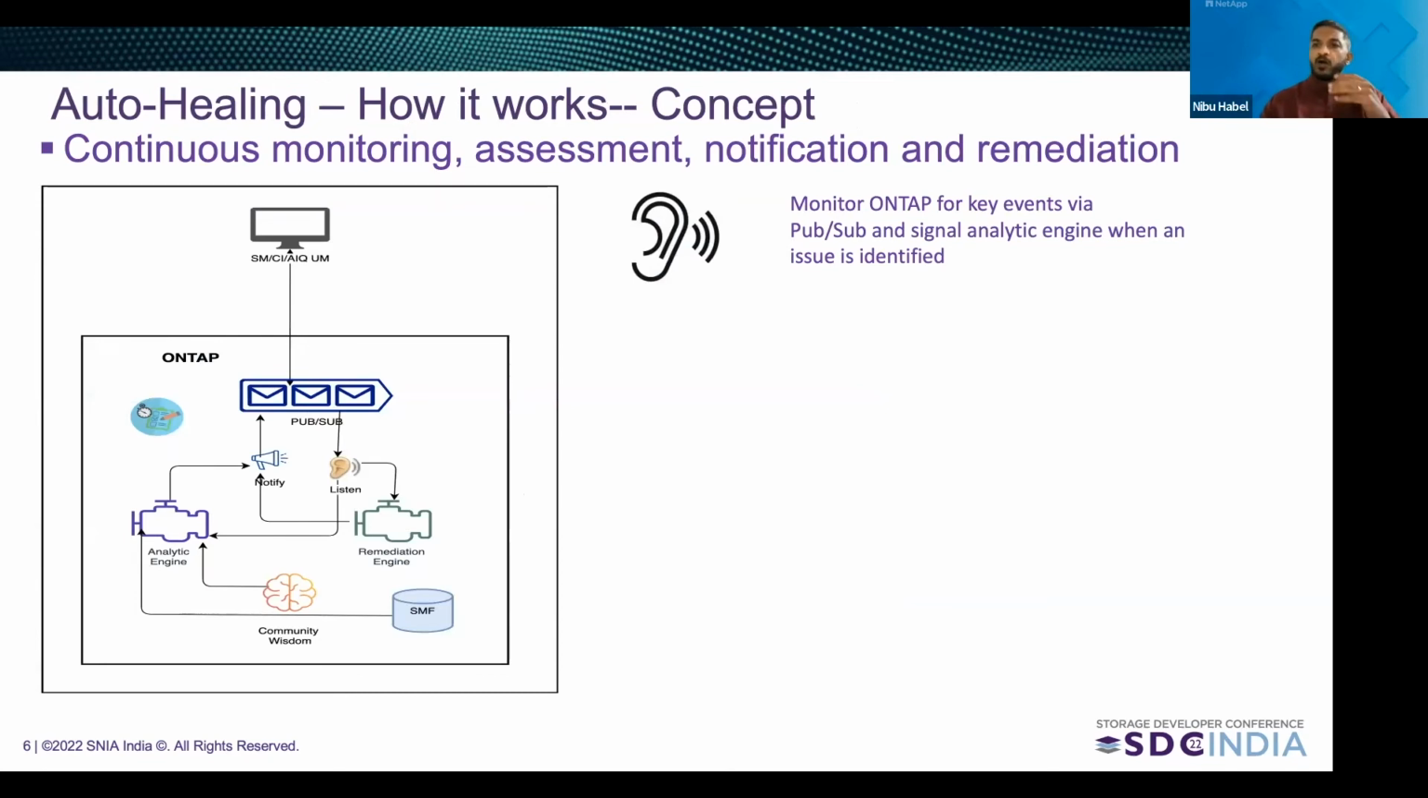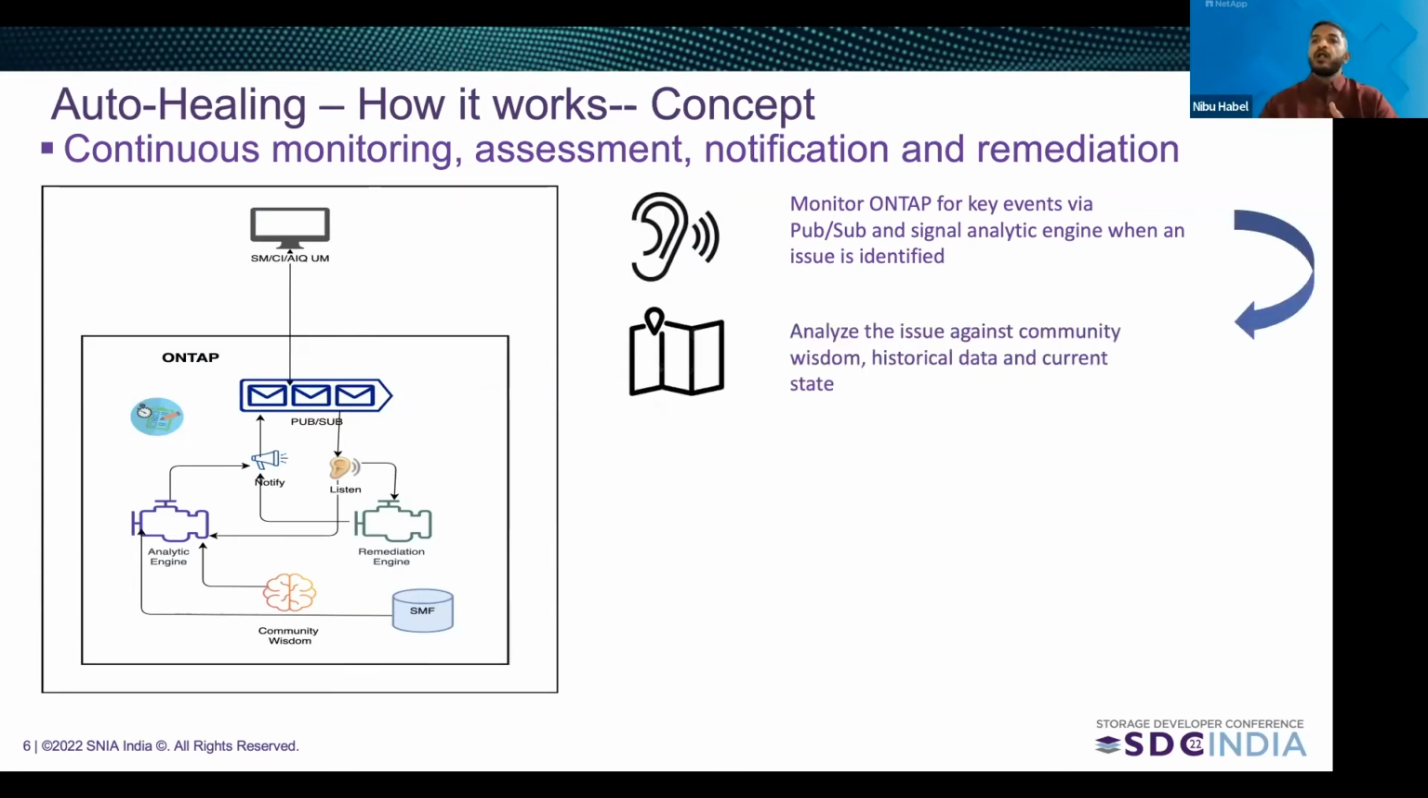ONTAP, the operating system, already has a way wherein you could subscribe to key events on what's happening on the system. That channel is called the PubSub architecture of ONTAP. The idea is to subscribe to the PubSub architecture of ONTAP, listen for events on the PubSub, and once we identify the events, run these events across the rich community wisdom. By doing so, we could identify what could be the issue arising out of the event.